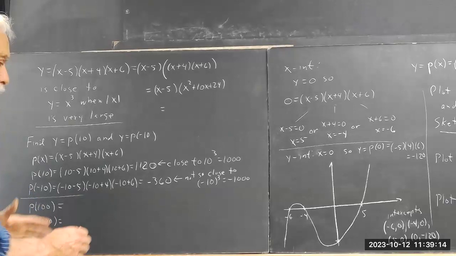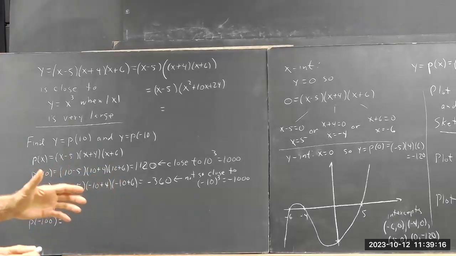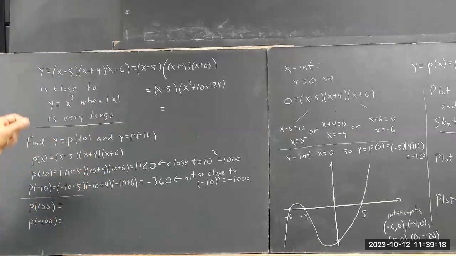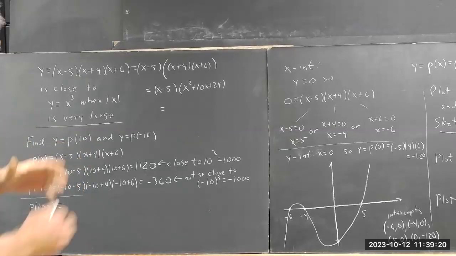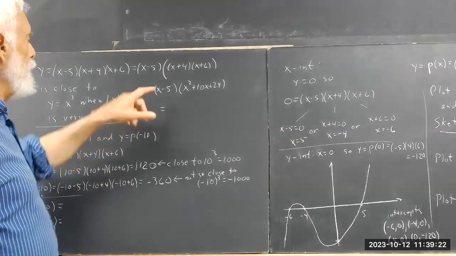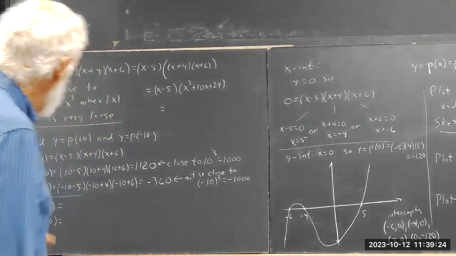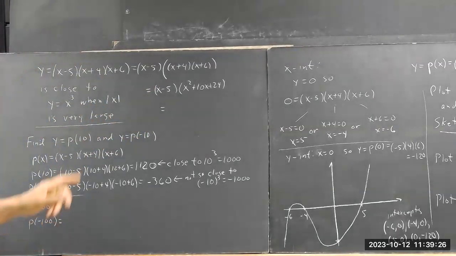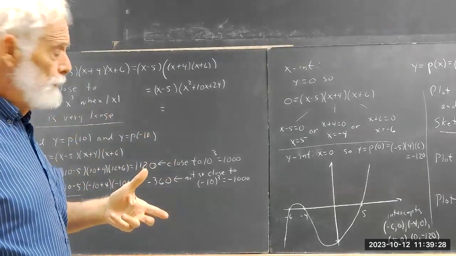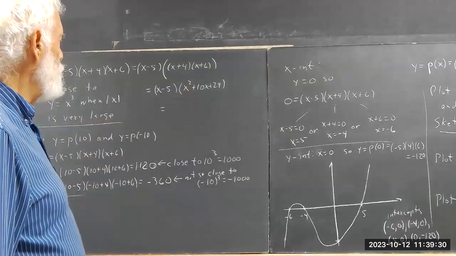Well, now we want to do p of 100 and p of -100, because 100 and -100 are a lot further from these zeros than 10 and -10. And you'll see how that works out. First thing we want to do, because it's easier to evaluate this now, at least it's easier for me to evaluate it in my head, and there's a point I want to make anyway.